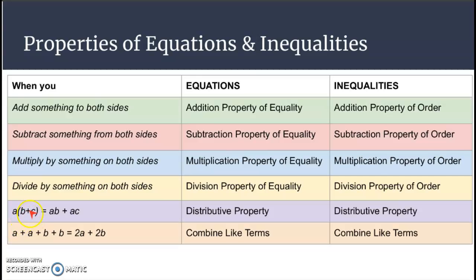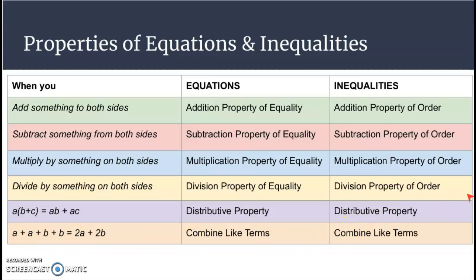Here we have the distributive property working. Notice A times (B plus C) yields AB plus AC. And here we are just combining like terms. If I have A and A, B and B, I can rewrite it as 2A and 2B. Those terms can be combined.